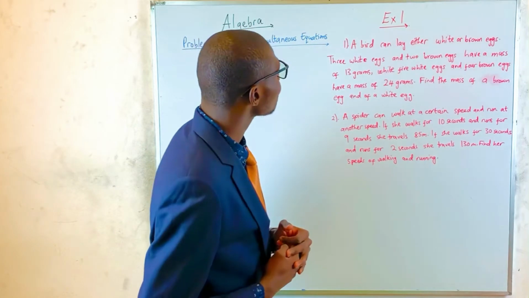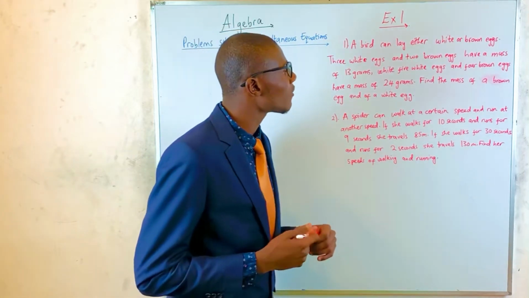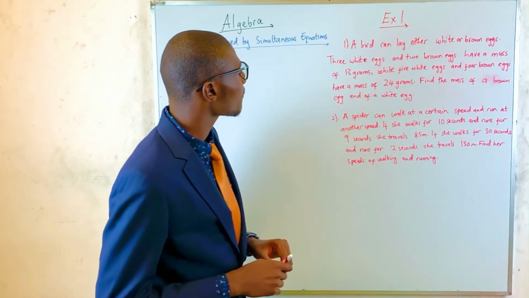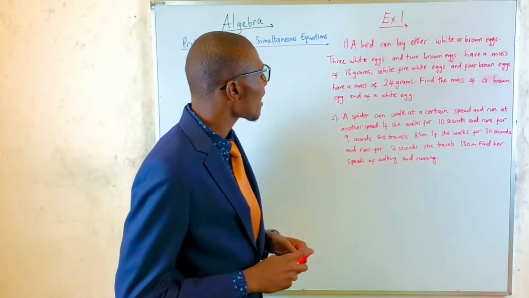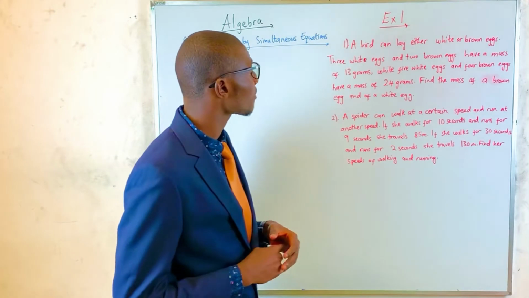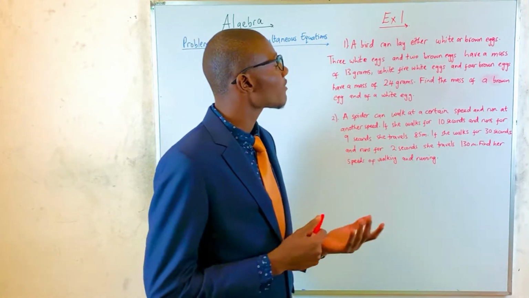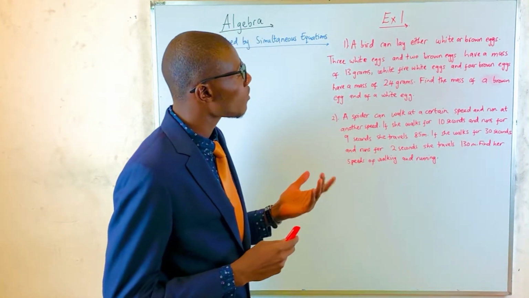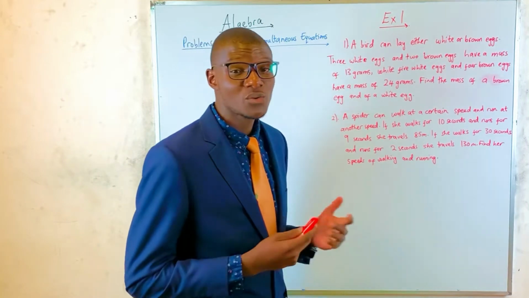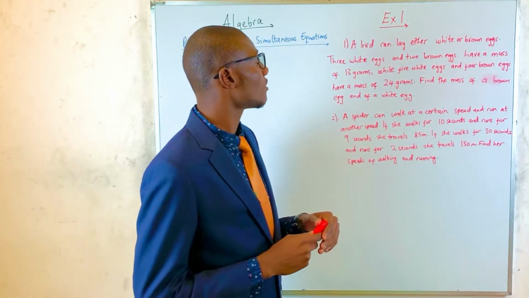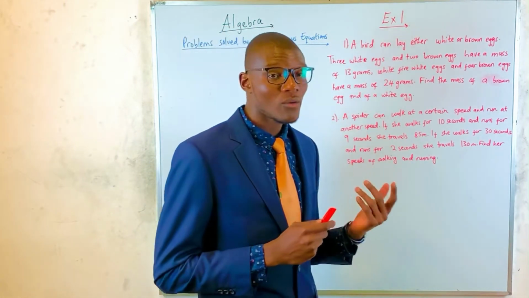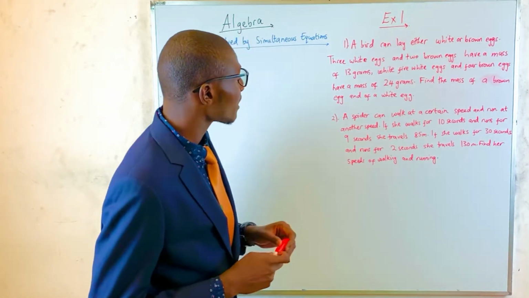So for the first one, we're told that a bird can lay either white or brown eggs. We're told that 3 white eggs and 2 brown eggs have a mass of 13 grams, while 5 white eggs and 4 brown eggs have a mass of 24 grams. The question says find the mass of a brown egg and a white egg.